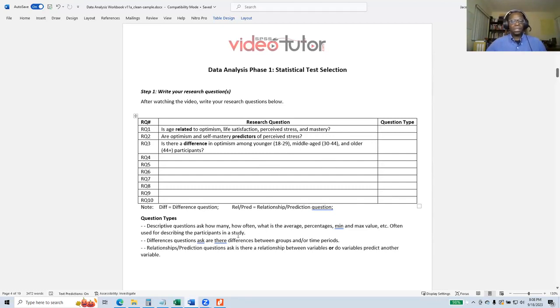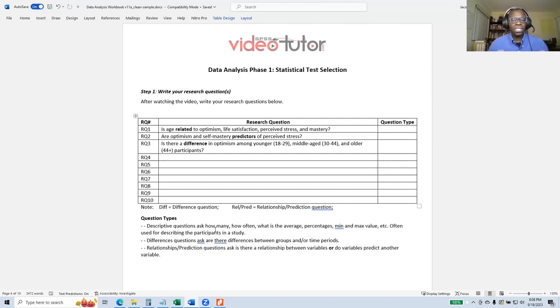And I have them listed here. There are descriptive questions, okay? How much, how many, how often? Those are basically the type of questions when we're running descriptive statistics. We don't really use those for advanced research, okay?